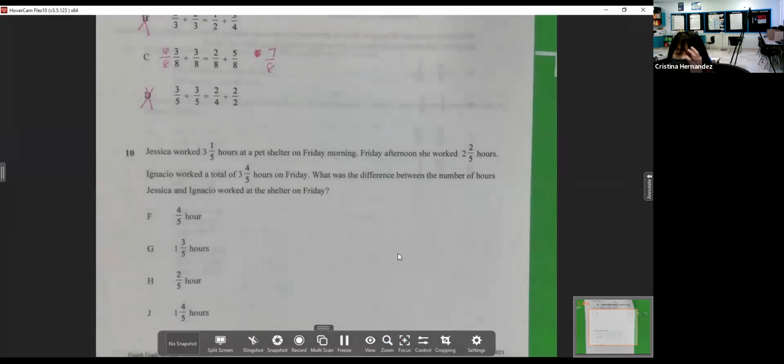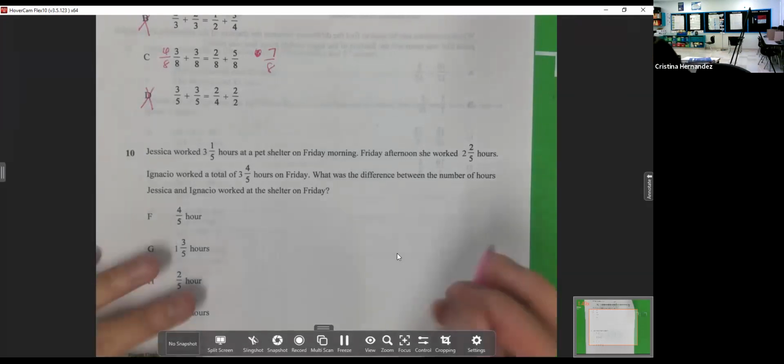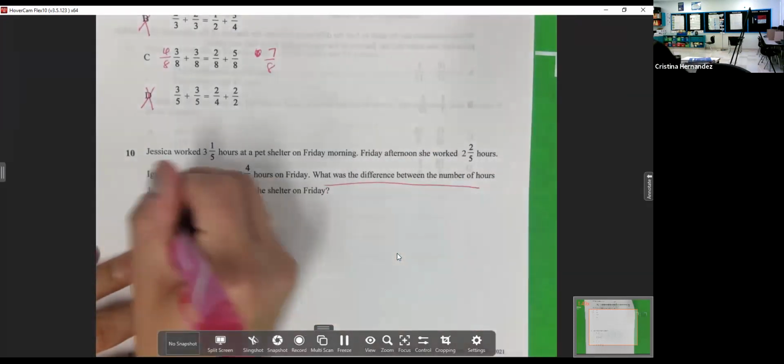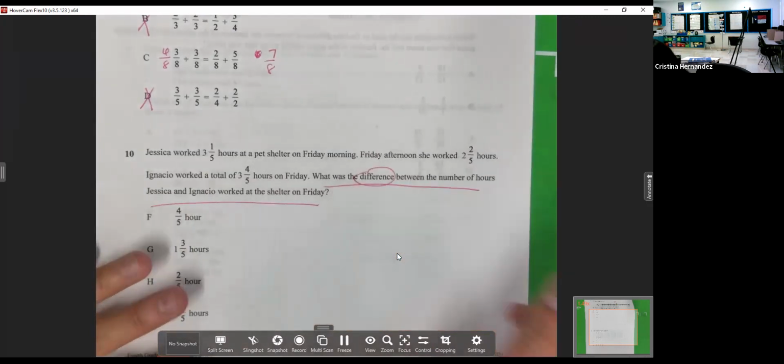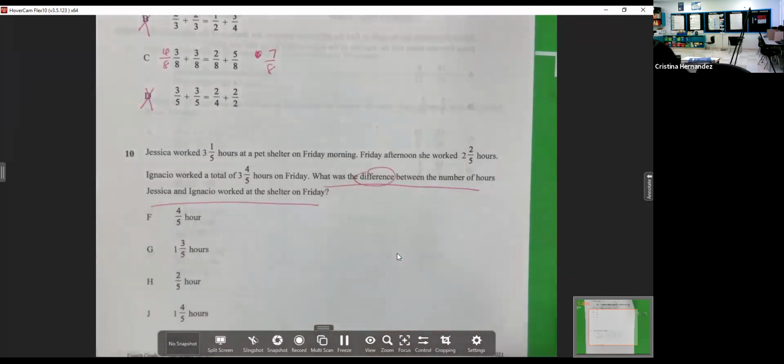So Jessica worked 3 1/5 hours at a pet shelter on Friday morning. Friday afternoon, she worked 2 2/5 hours. Ignacio worked a total of 3 4/5 hours on Friday. What is the difference between the number of hours Jessica and Ignacio worked at the shelter on Friday? Multi-step. What does difference mean, first of all? It means subtract.